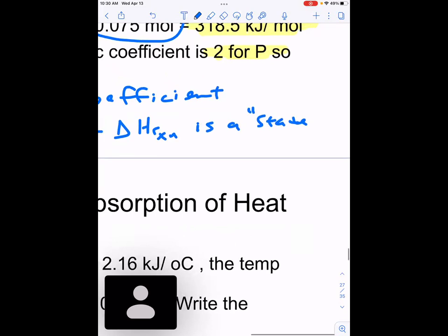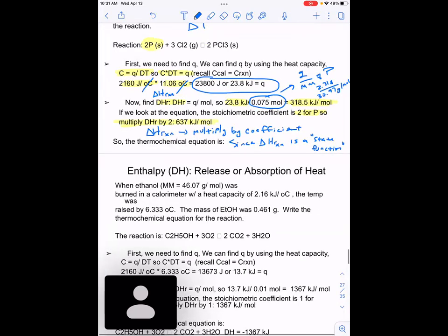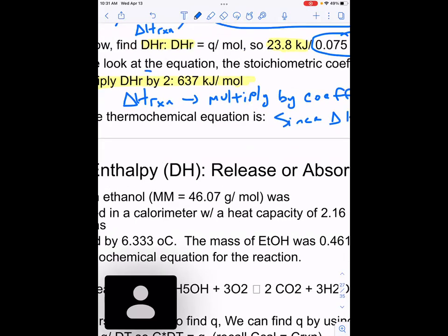So since this is a state function, we have to multiply that value by 2. So we calculated 318.5 kilojoules per mole, but since the stoichiometric coefficient in the balanced equation is 2, we have to multiply that value by 2 to get the right number. So this is the correct number right here.